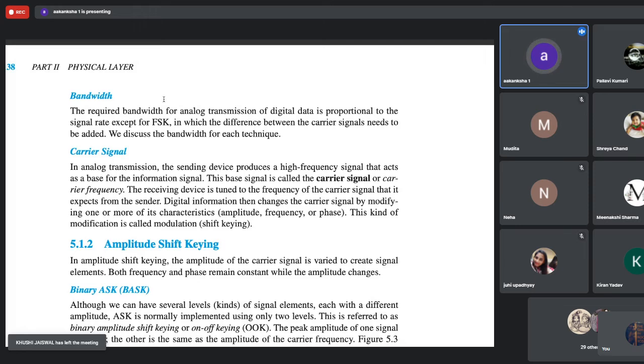But in case of amplitude we are not varying the frequencies, they are remaining same, so bandwidth is same as the frequency of the signal which you are sending, because that is remaining constant, you are just changing the amplitude of the signal. The next one is carrier signal. In analog transmission, the sending device produces a high frequency signal that acts as a base for the information signal. This base signal is called the carrier signal or carrier frequency.